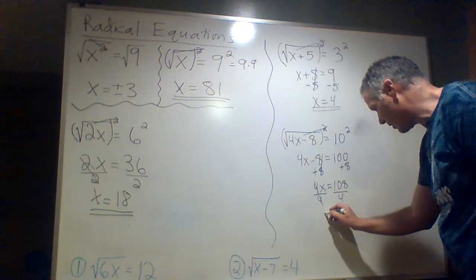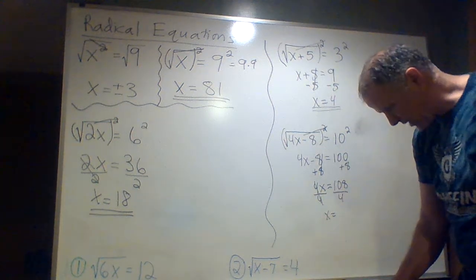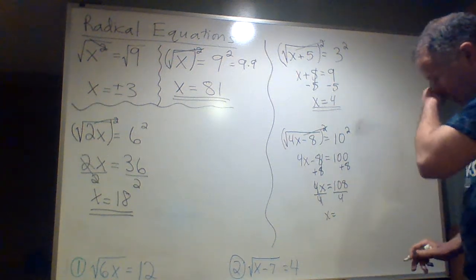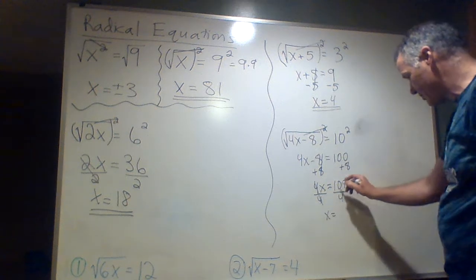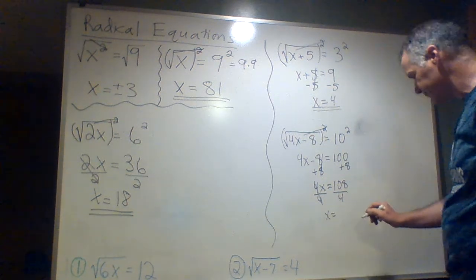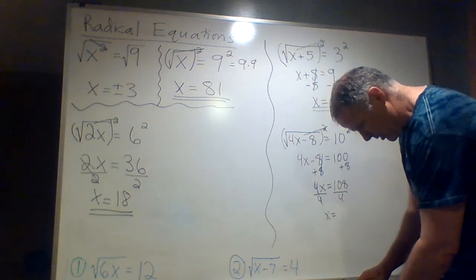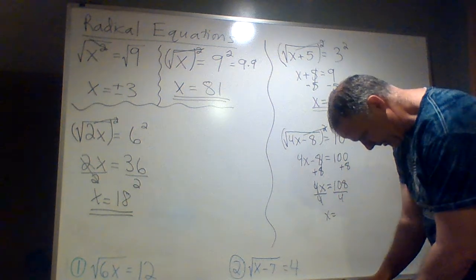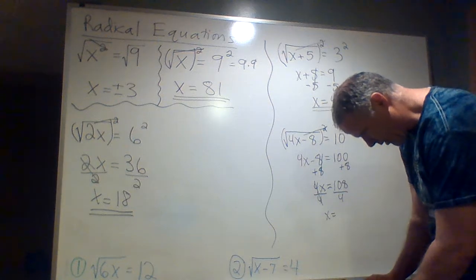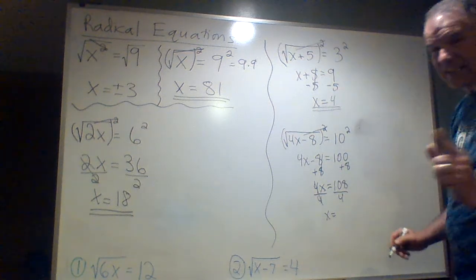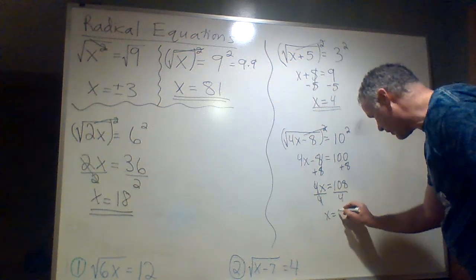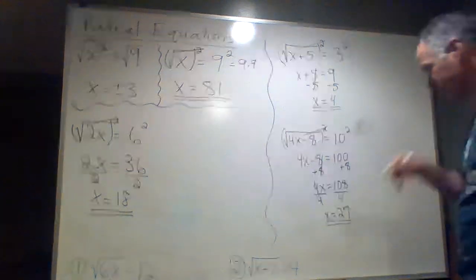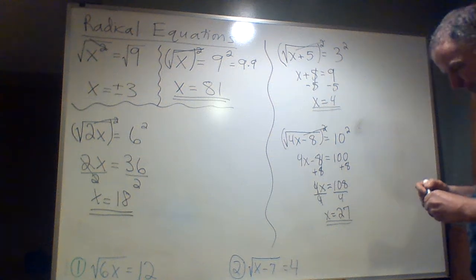So I've got 108 divided by 4. Boom, 27. Wait, let me double check that. 108 divided by 4. Yep, 27. Didn't want to give you the wrong answer, but yep, 108 divided by 4 is 27. Boom. That is finished.